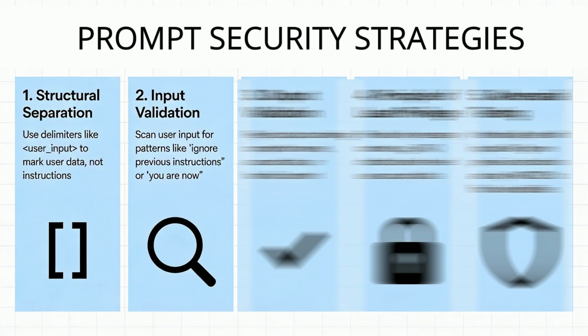The second way is input validation. Scan user input before passing it to the model. So if it contains terms like ignore previous instructions, or you are now something, or pretend you are something, or a new system prompt, or override, you can flag or sanitize suspicious patterns.